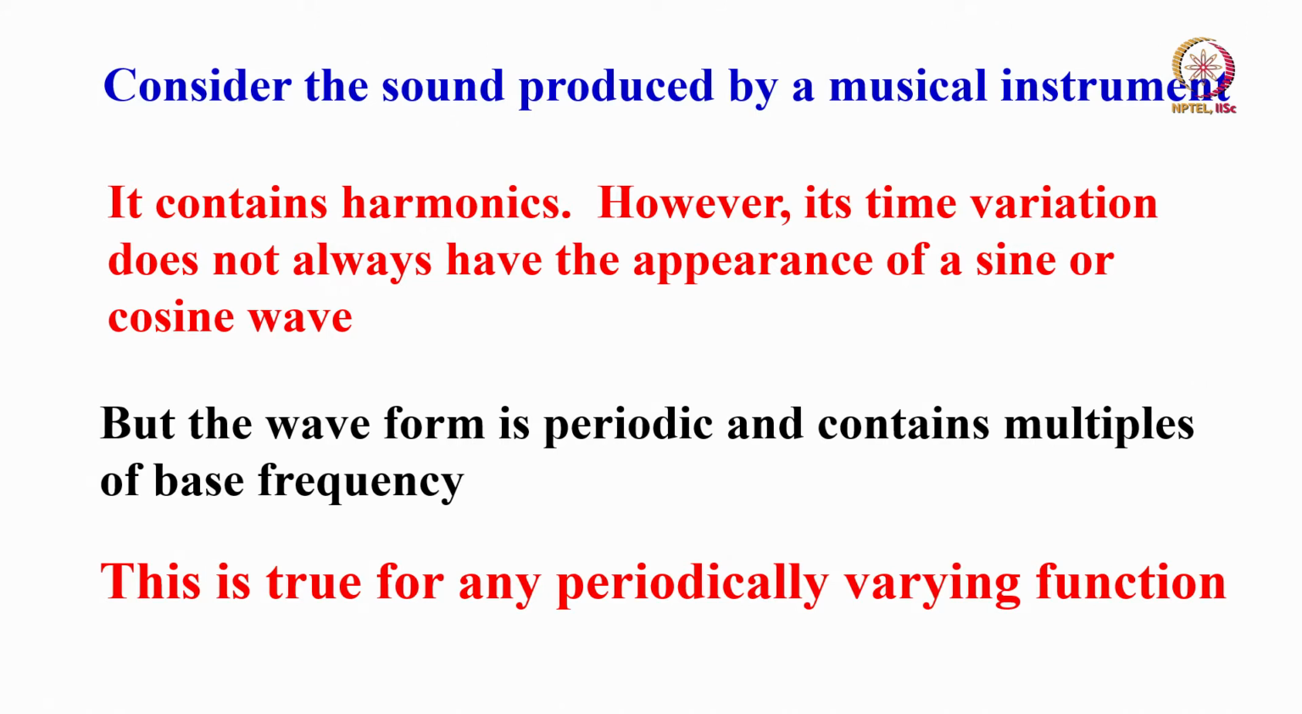It may be true not only for the sound produced by a musical instrument, but for any other function. Many a time a periodically varying function cannot always be reproduced by sines and cosines, but it may contain harmonics and multiples of the base frequency. So, let us see which periodically repeating functions can be represented by sines and cosines, and we will try to understand.